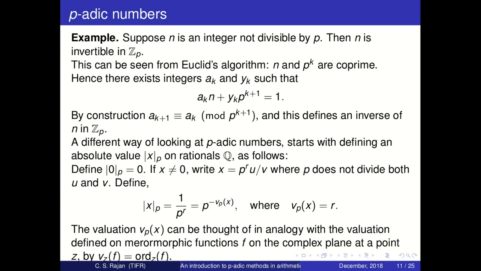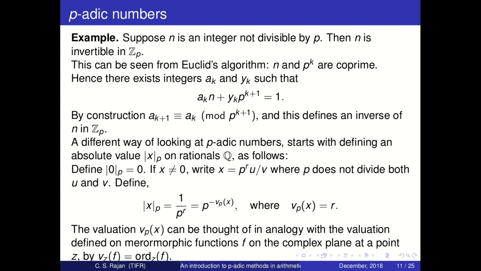This can be seen from Euclid's algorithm. n is not divisible by p, so n and p to the power k are coprime. So you have integers a_k and y_k such that a_k n plus y_k times p to the power k plus 1 equals 1. Which means, modulo p to the power k plus 1, a_k n equals 1. So n is invertible modulo p^(k+1). By construction, the numbers a_(k+1) are congruent to a_k modulo p to the power k plus 1, and this defines the inverse of n. So any integer n which is not divisible by p becomes a p-adic integer. It's not immediately obvious, but you need Euclid's algorithm to see it.